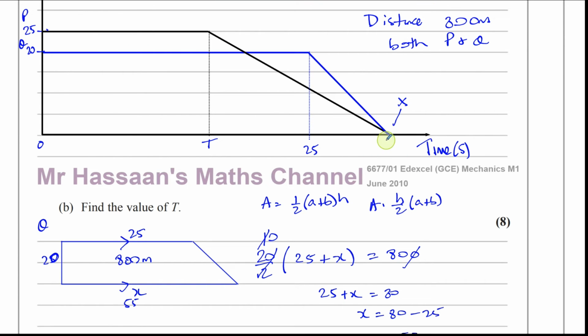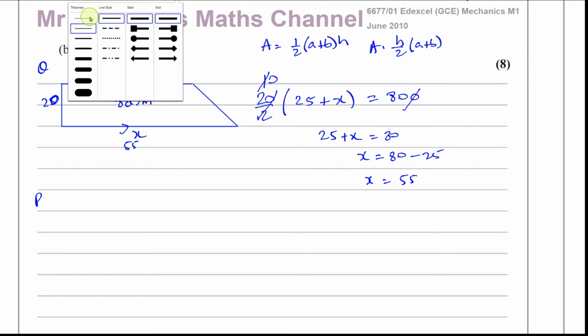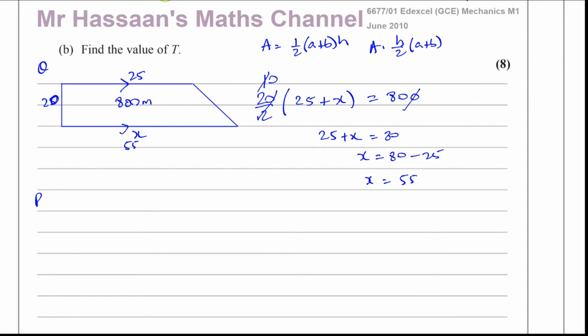And that's the same length. We now know this is 55. So if we look at the other trapezium, the one for P, if we consider P now, we have a trapezium that looks as follows. It's 25, so it's a bit taller, and it goes on for a bit less, and then it stops at the same time.